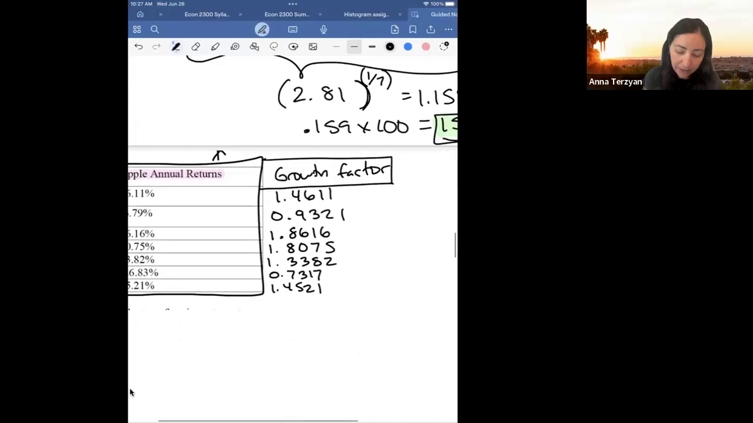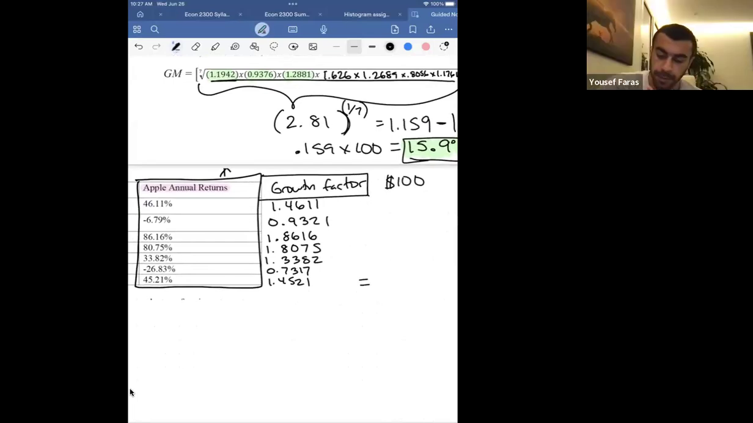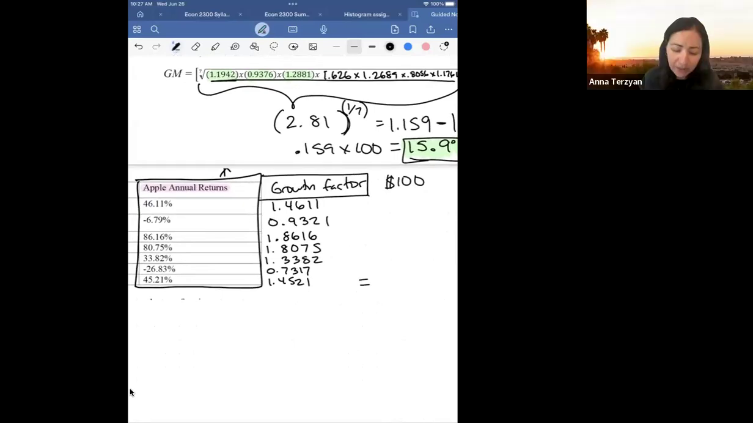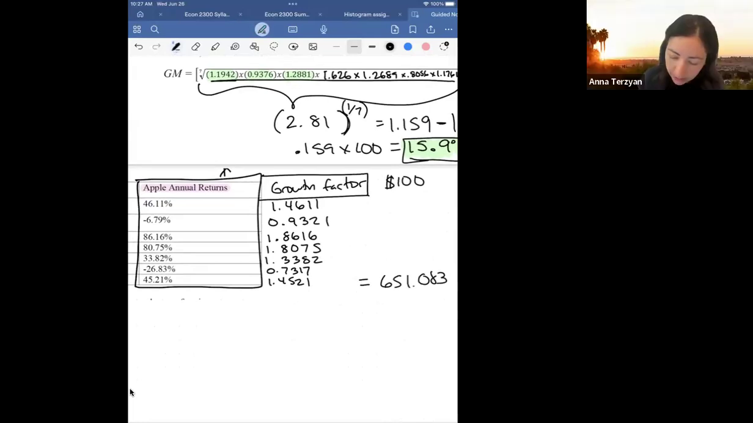We have our growth factors. So does anyone have how much money we have at the end of the period? If we invested $100, how much would we have at the end of 7 periods in Apple? 651.083. Confirmations?